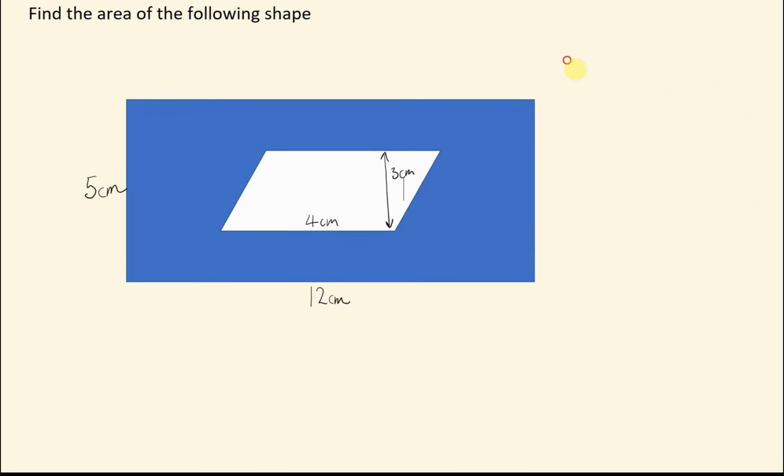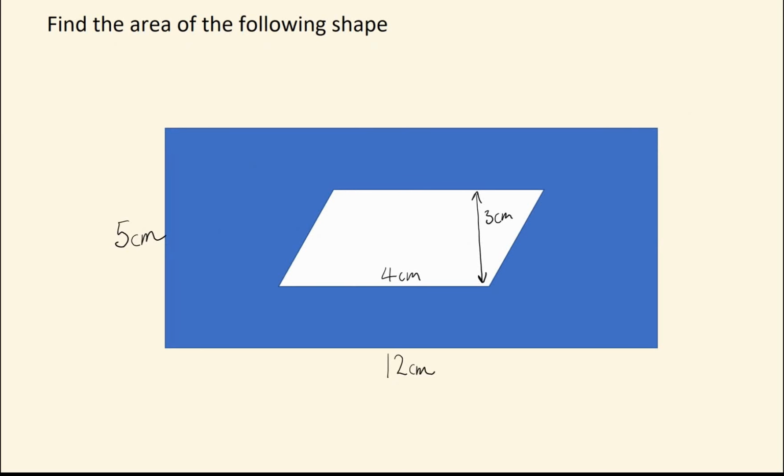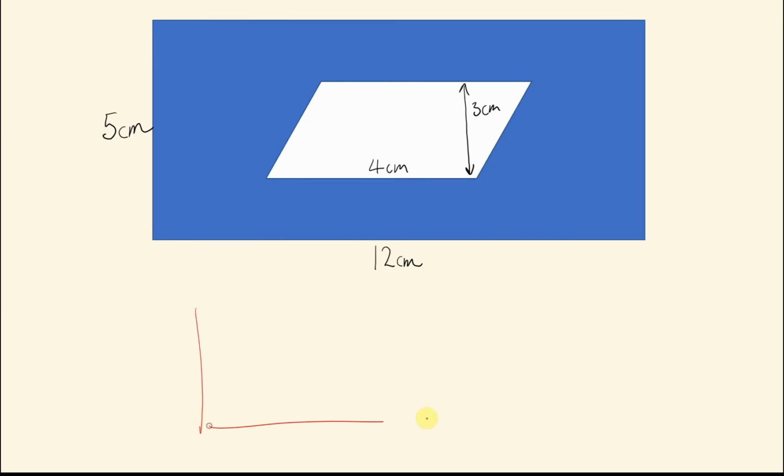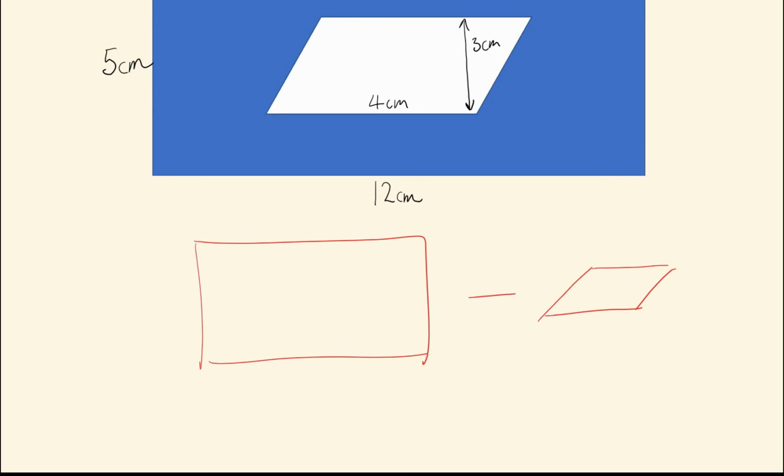Okay, again, more exam style. So here we have a hole, which is labeled for parallelogram, inside a rectangle. So you would just do the whole rectangle, and then you would subtract the parallelogram that's on the inside. So to work that out, you would do 12 times 5, take away 3 times 4.